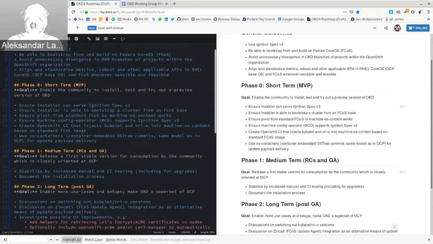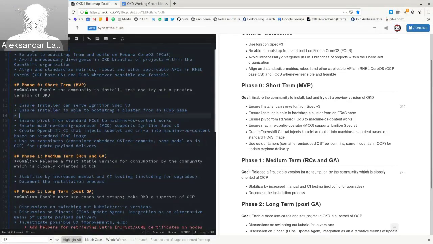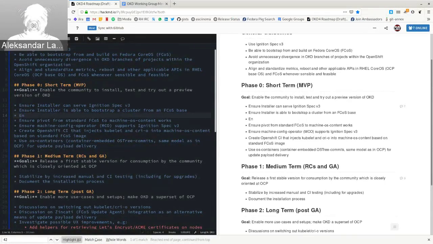A direct second question to this: because you said the registry or the image is available, currently you need pull permissions to get the images from Quay. For OKD, this should not be necessary. So this is also in the future, that you don't need to register on Red Hat sites, right? Yeah, so the fifth bullet, create OpenShift CI that injects kubelet and CRI-O as machine OS content into the standard Fedora CoreOS image, and then OS containers. Effectively, that is the prereq for having a totally publicly accessible OKD payload.